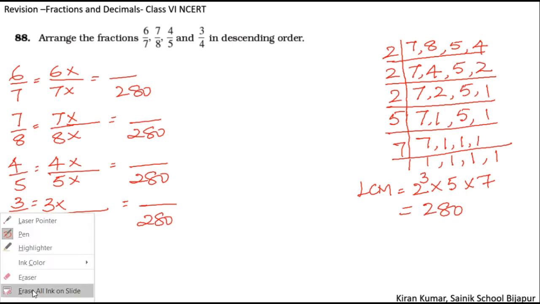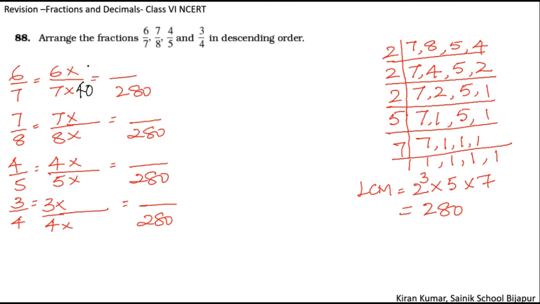Now let me change the color. Let me guess what should be multiplied. Now 7 is the number, so the remaining thing should be multiplied. 5 times 8 is 40. So we need to multiply 40 to both numerator and denominator. We got 240 by 280.